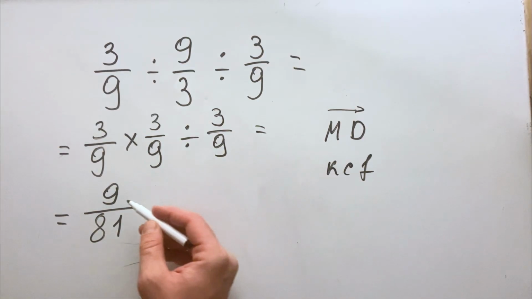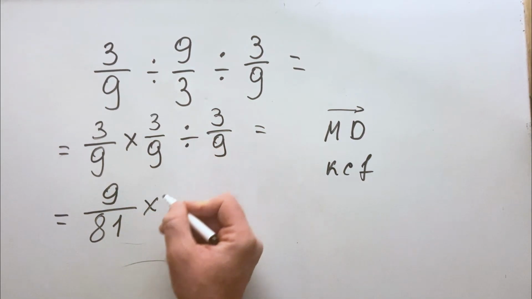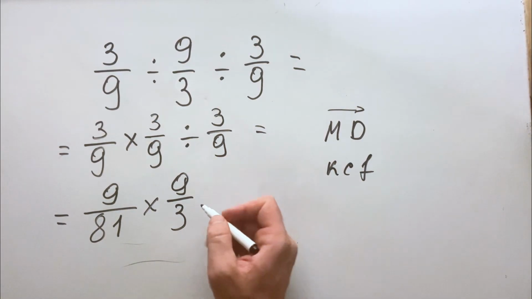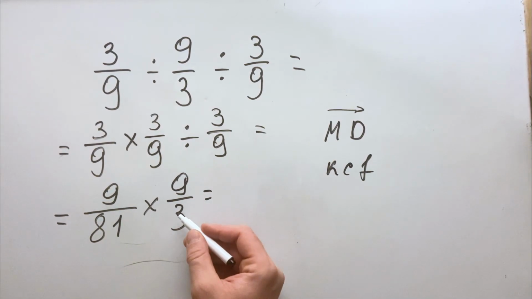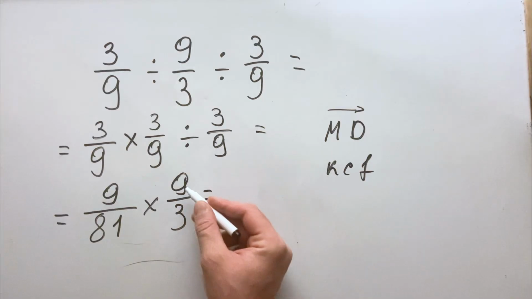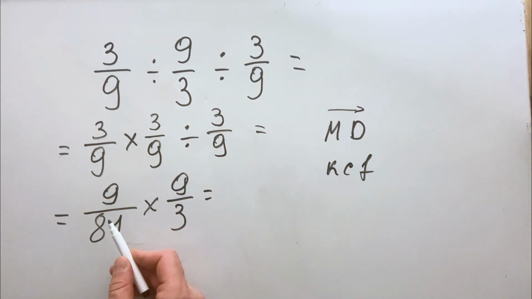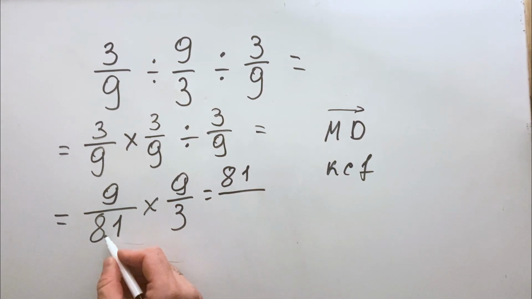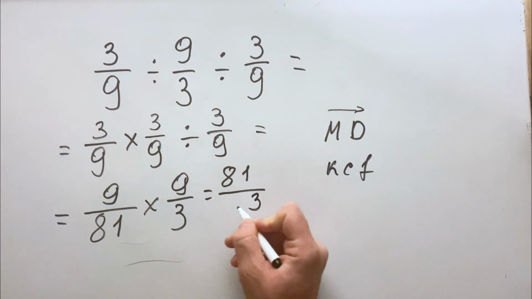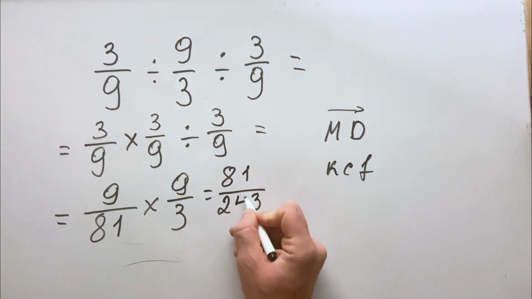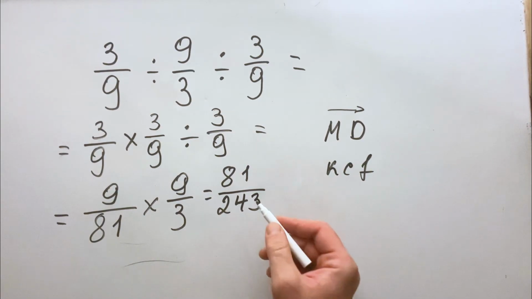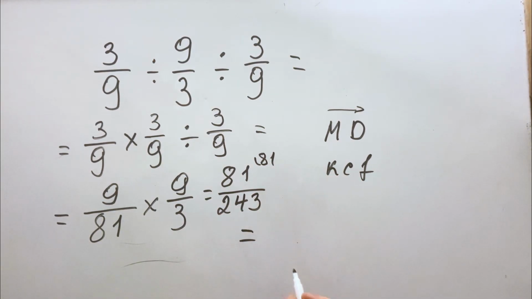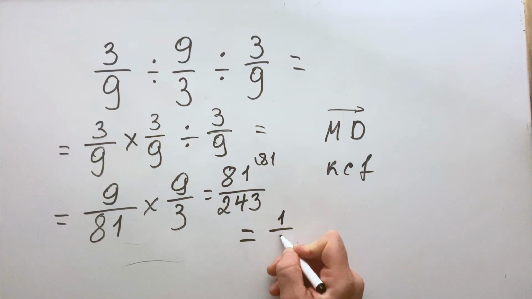So we apply the same thing. We're keeping the first, then we're changing the sign, and then we're flipping the second, so multiply by its reciprocal. Of course, here this number is divisible, so what we have now is 9 multiplied by 9 is 81 over 3 multiplied by 81 is 243. And of course this number we can divide by 81, and this equals 1 over 3.